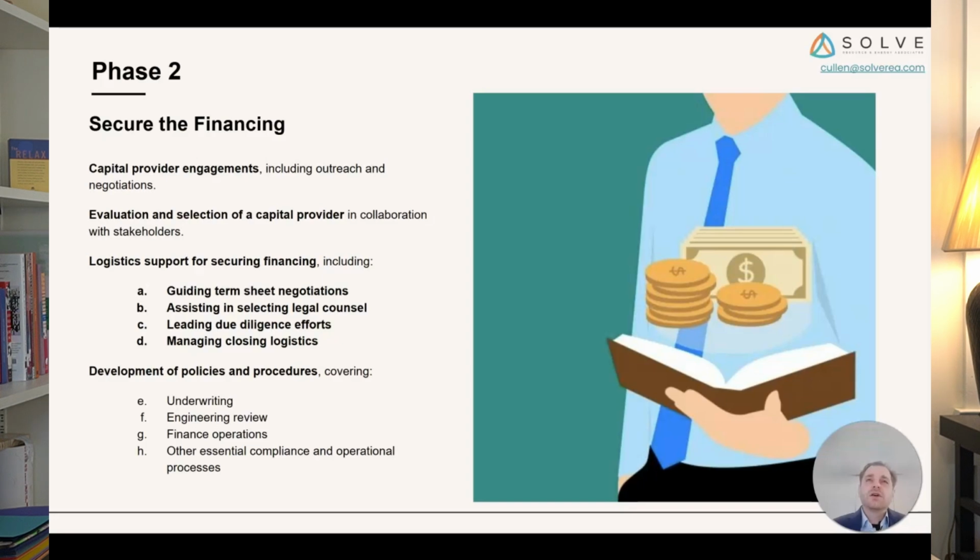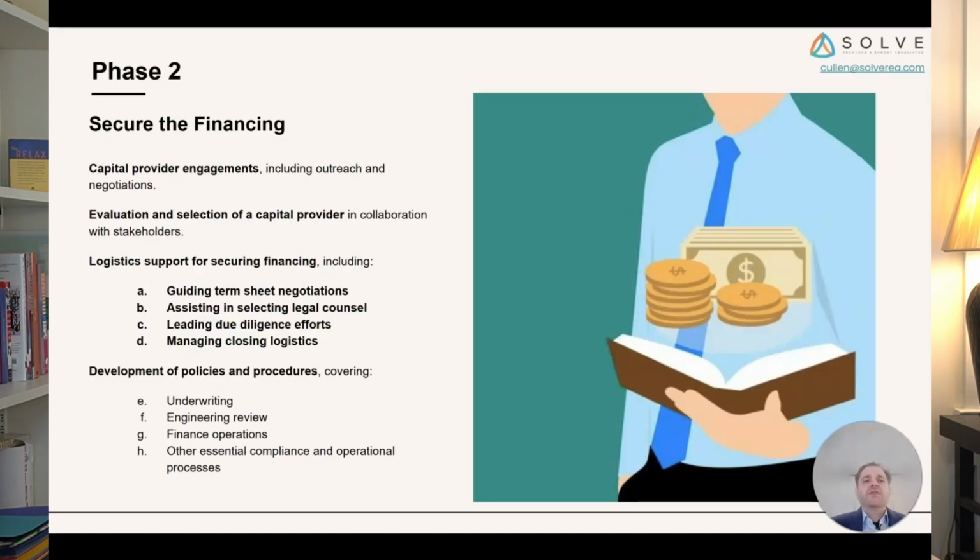Then, securing the financing. This includes engaging with the capital provider, outreach, through negotiations, through legal diligence, through documentation, through closing the deal. It also includes evaluation and selection of a capital provider and collaboration with all of your stakeholders and their stakeholders as well. An important part of securing this financing is getting through term sheet negotiations correctly, selecting good legal counsel, leading diligence efforts, and getting through closing.